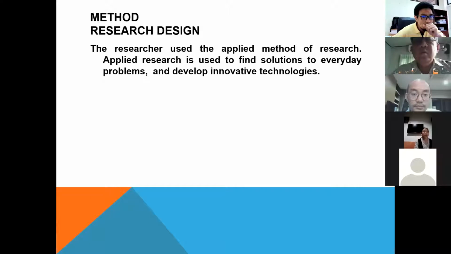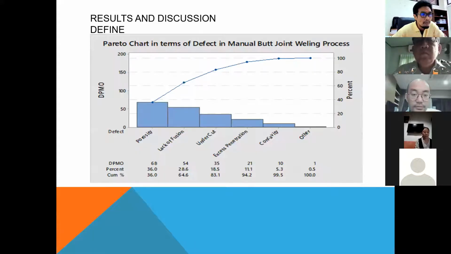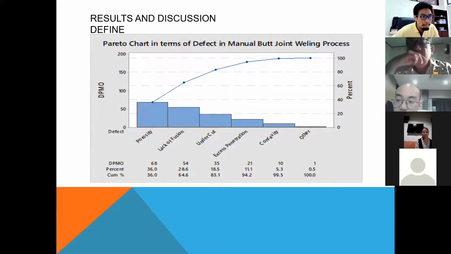So the method that I used is applied method of research. Applied research is used in order to find solutions to everyday problems and develop innovative technologies. Lean Six Sigma method was applied, in which the principle of define, measure, analyze, improve, and control was used as a roadmap.